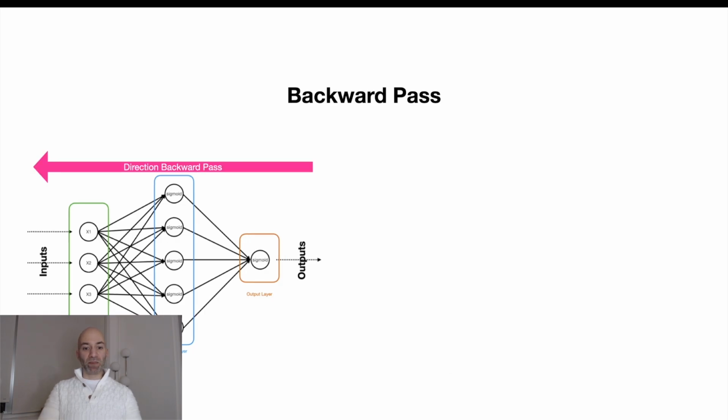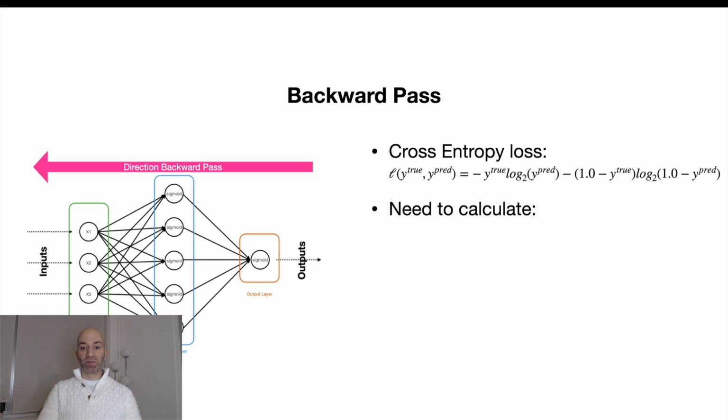Now let's look at the backward pass. As already mentioned, we're going from the output layer to the input layer. Now, some things to mention before we dive into the details. The first is, because we are dealing with a binary classification problem here, we are going to use the cross-entropy loss, and that is defined here in this equation. It is a function of the true labels and the predicted values that are coming out of the network, and it's just this logarithmic function.